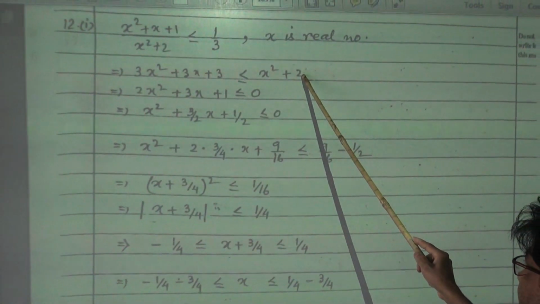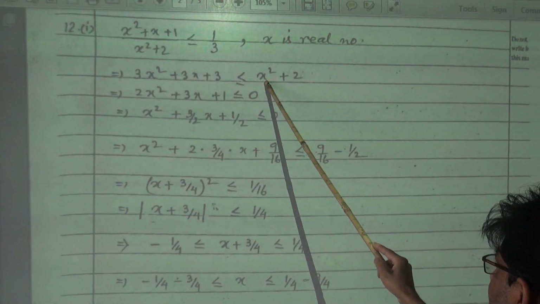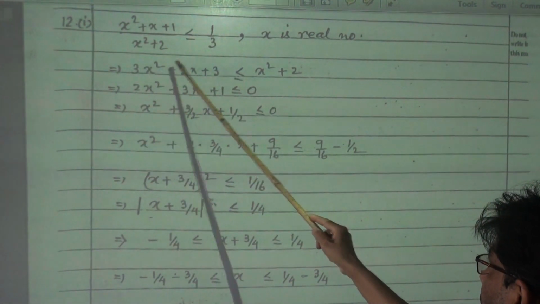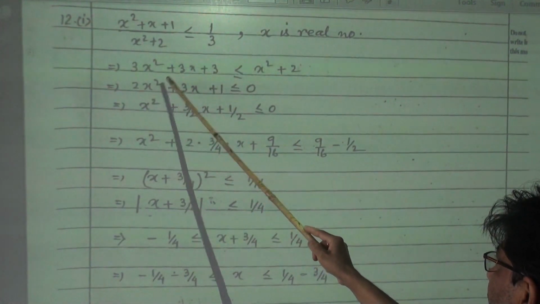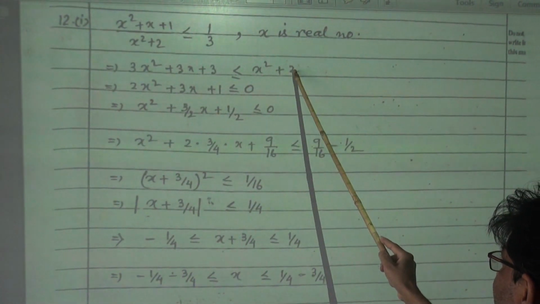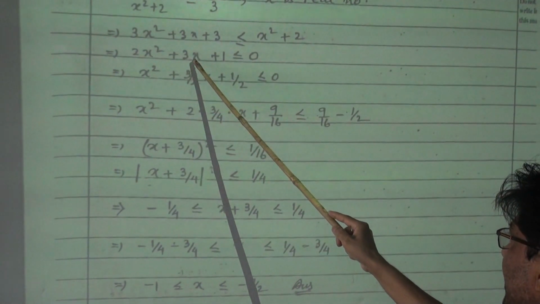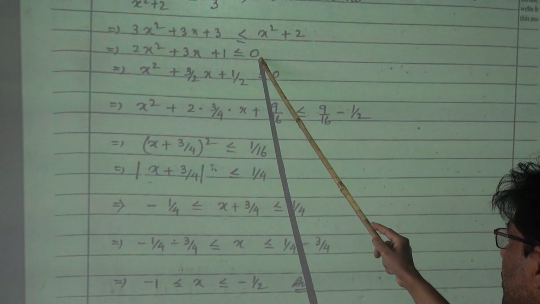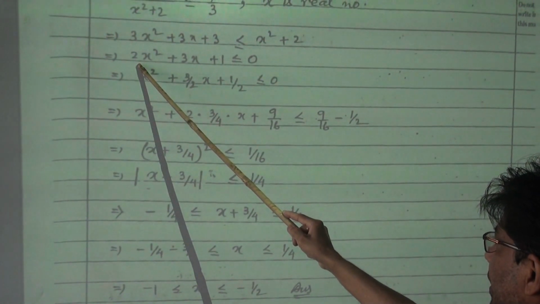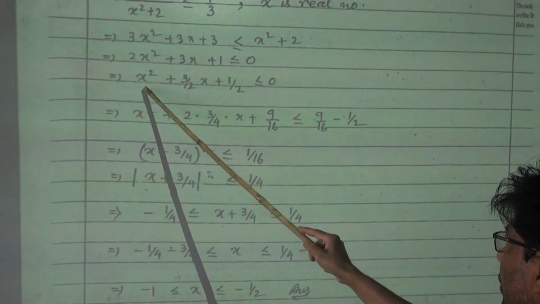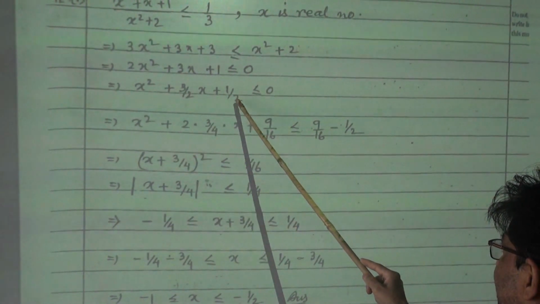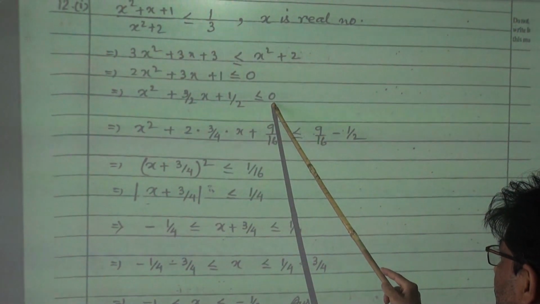Now bringing these two terms to the left side, 3x square, this is coming this side, minus x square. So 3x square minus x square is 2x square. 3x as it is. 2 is coming this side, 3 minus 2 is 1. So I am getting 2x square plus 3x plus 1 less or equal to 0. These two I am dividing throughout. So x square plus 3 by 2 x plus half less or equal to 0.